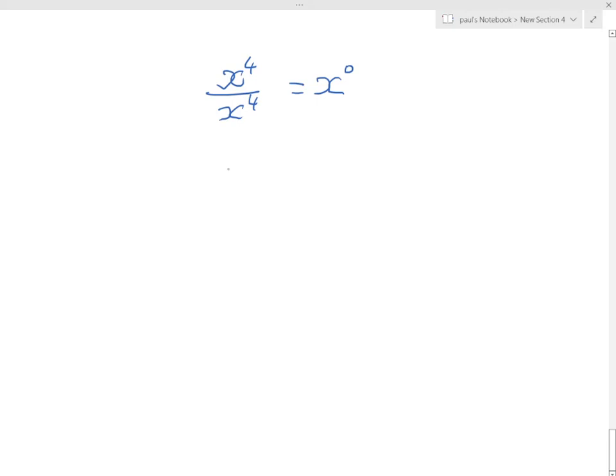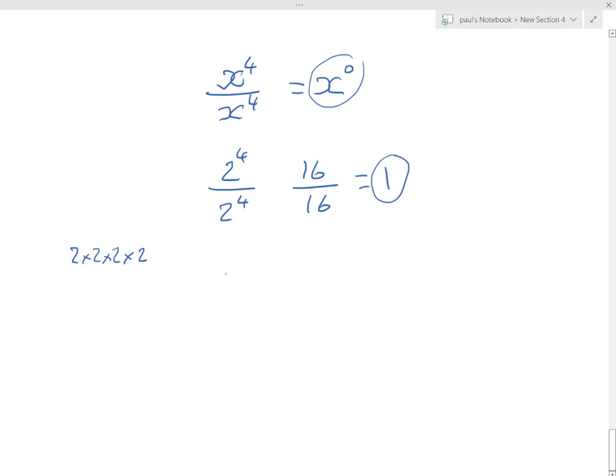So let's put some numbers in. We'll go 2 to the 4 divided by 2 to the 4, which is 2 times 2 times 2 times 2: 4, 8, 16. So this is 16 divided by 16, and that equals 1. So does it mean that this is the same as this? It does indeed.